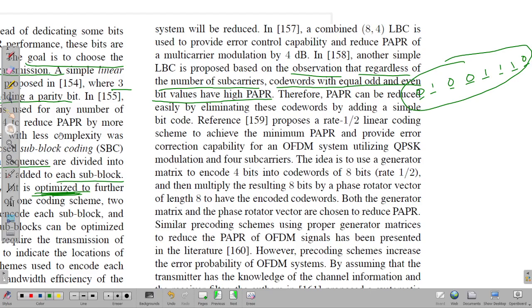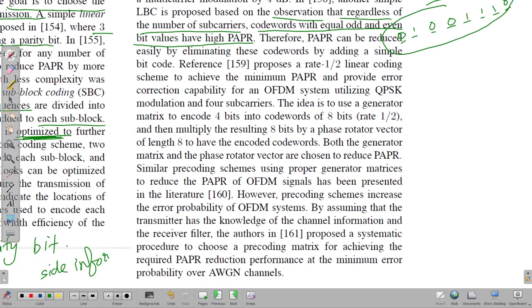And this linear block coding can be used in combination with some other techniques as well. It can be used in combination with selective mapping. You can use a phase rotator vector along with the linear block coding block in order to reduce PAPR. You can see that the latest papers will have a combination of all these techniques in order to reduce the PAPR value. Okay. Yeah, so that's about it. Linear block coding.